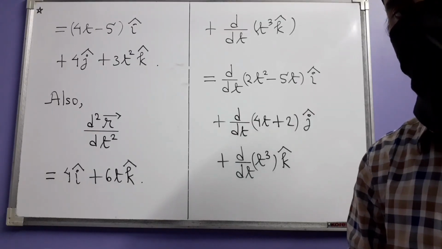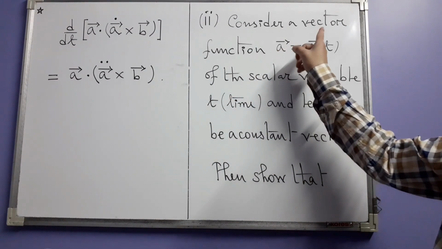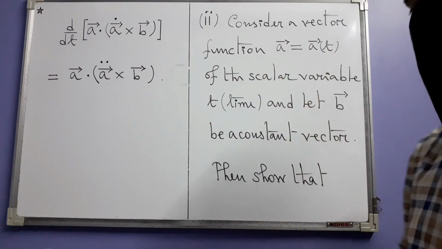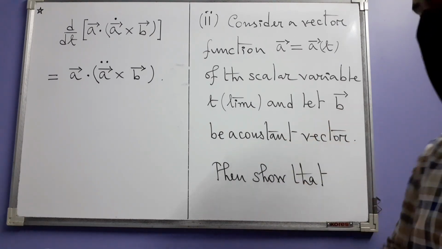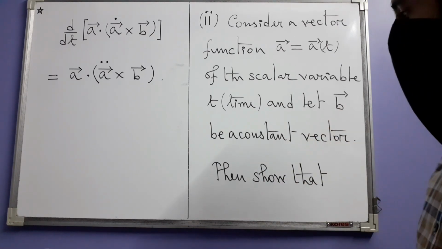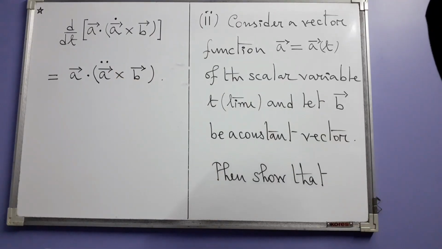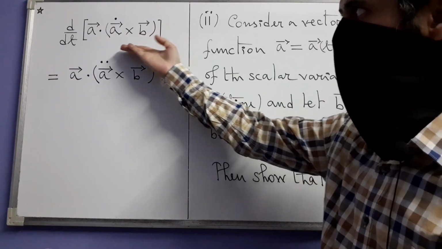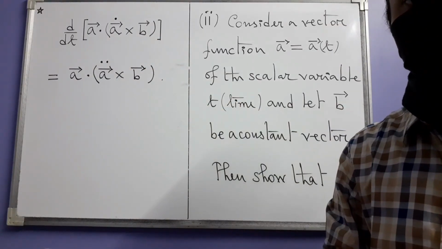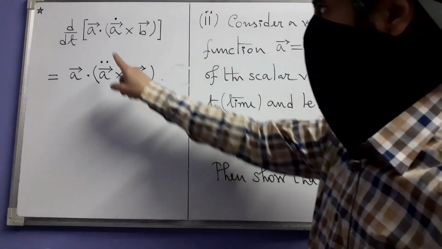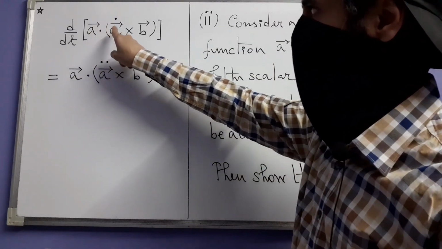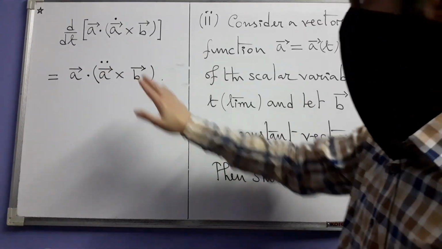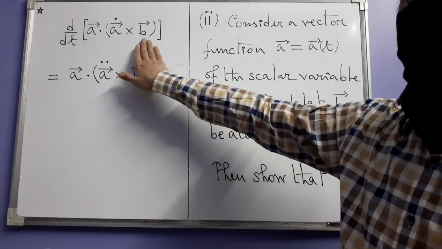And now let's see part 2. Part 2: consider the vector function a, which is a function of the scalar variable t, which is time. And let b be a constant vector which does not change with time. Then this is what we have to show. The derivative of a dot, so what is this? This is a triple scalar product of 3 vectors obviously. One of them is a, then the next one is a, but what is this overhead dot? I am coming to that. And the third one is b.